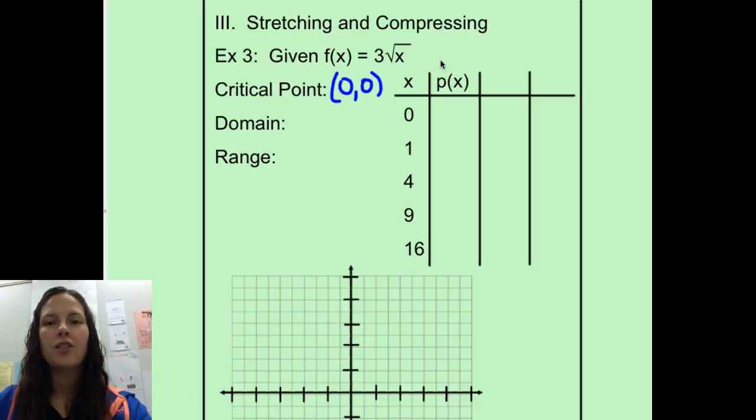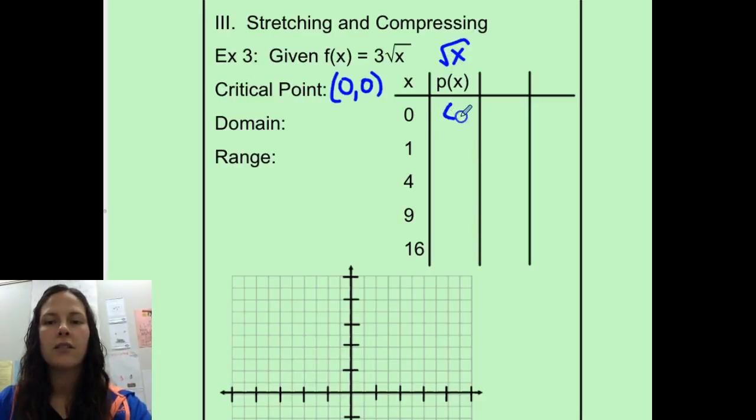Notice our t-chart for this one, the x values are not -2 to 2 like they were when we looked at the translation. For the square root function, you want to put perfect square values into the function so that you get integers out of the function, which makes it easier to graph. Our parent function, as we just said, was the square root.